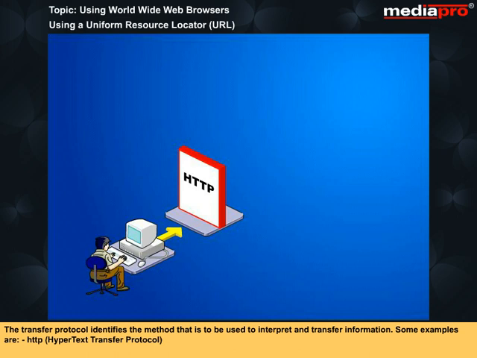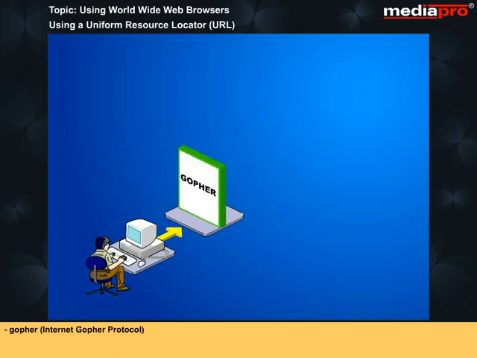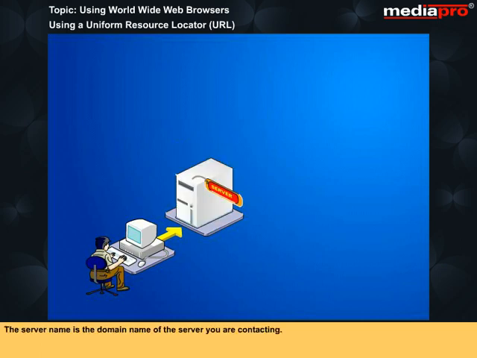Some examples are HTTP, Hypertext Transfer Protocol; Gopher, Internet Gopher Protocol; FTP, File Transfer Protocol; News, Usenet Newsgroup. The server name is the domain name of the server you are contacting. The path name gives the path to a specific file on the specified server.